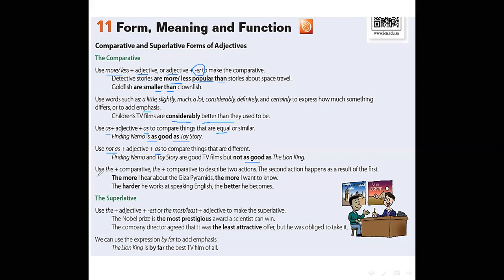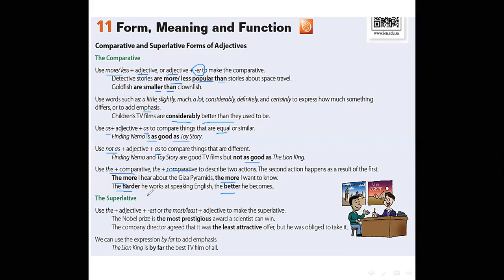What about the comparative? We use the comparative to describe two actions. The second action happens as a result of the first. The more I hear about Giza pyramids, the more I want to know. Or, for example, the harder he works at speaking English, the better he becomes.